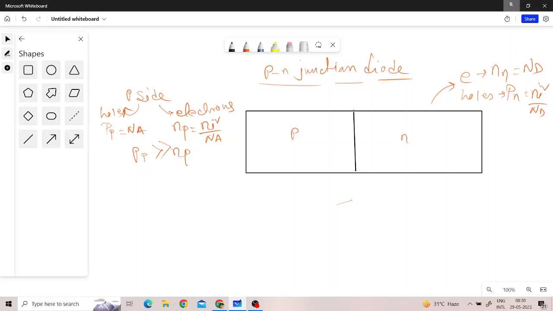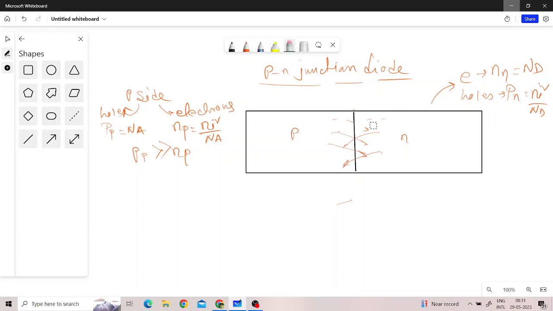is applied. So you can say that as the majority carriers here are holes, the concentration of holes will be high as compared to the other side. So holes try to diffuse from here, holes will come in this direction, and as the electron concentration is high, electrons try to diffuse in this direction, right?